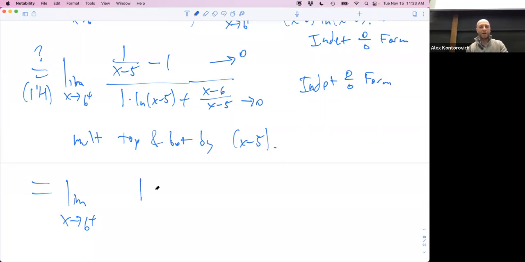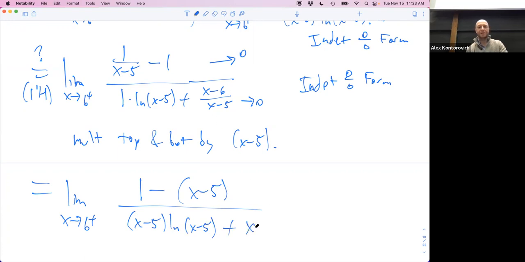That will give me a 1 minus x minus 5 on top. On the bottom, it'll give me x minus 5 times log of x minus 5 plus x minus 6. You see why I did that? Not only will that make my life easier, I think we actually have to do that because when we start differentiating, we'll get more and more crap up here. Now I have a polynomial on top. I know one more derivative and I'm getting a constant that's not 0, as opposed to continually getting more and more nonsense in the numerator. You see?